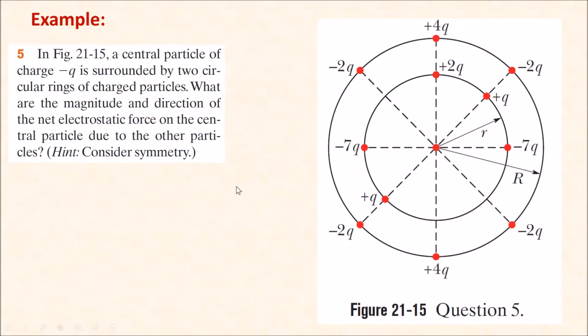This is the next question. It says in figure 21-15, a central particle of charge negative q, this particle, is surrounded by two circular rings of charged particles. What are the magnitude and direction of the net electrostatic force on the central particle due to the other particles? So what do you think? You can give a simple expression.